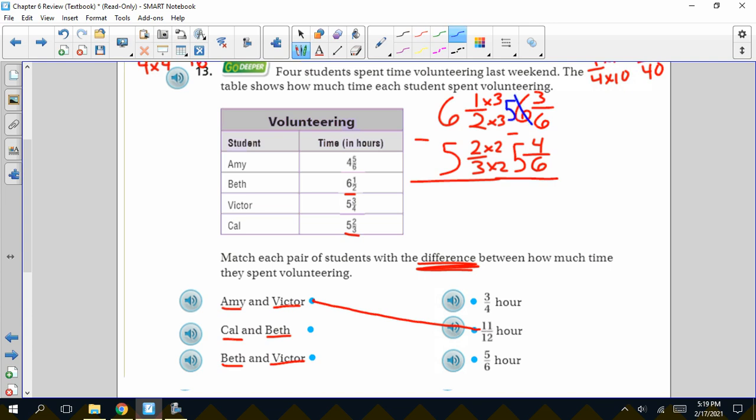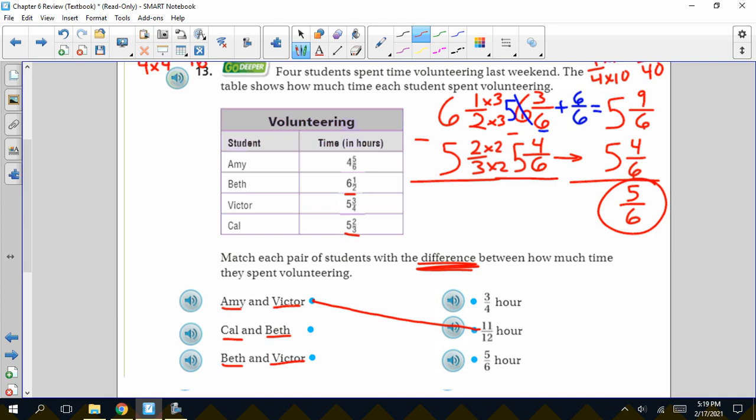The 6 becomes a 5. This time our common denominator is 6, so we're going to add 6/6. Now remember, we're adding this to it, so we're doing 3 plus 6 gives us 9/6, and then we bring the 5 and 4/6 over. 9/6 minus 4/6 is 5/6. 5 minus 5 is 0, so we are done. The answer is 5/6. Cal and Beth had worked a difference of 5/6 of an hour.